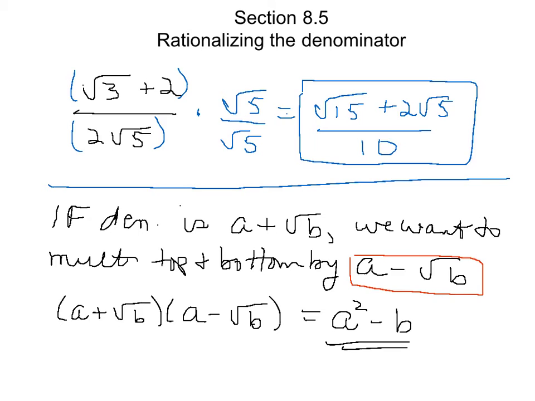And this thing, a minus the square root of b, this is the conjugate of a plus the square root of b. So that word conjugate you'll be seeing a lot of. Basically it's the same as this, except the sign is a minus instead of a plus. So let's look at a couple of examples that work with this.